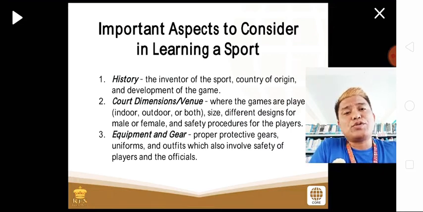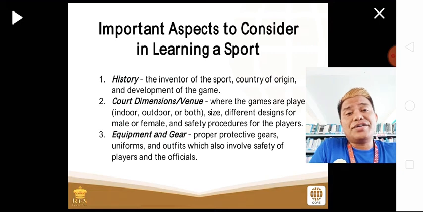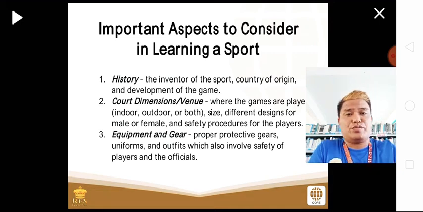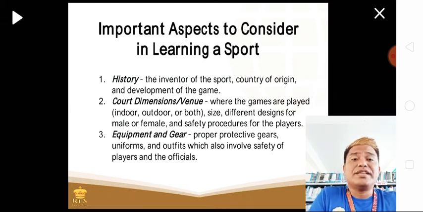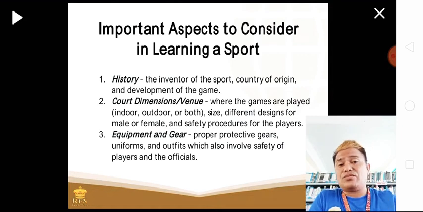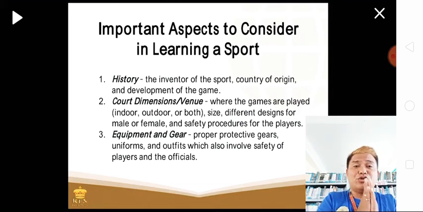History, the inventor of sports, country of origin and development of a game. Next, court dimension or the venue, where the games are played, indoor, outdoor, or both. Saan ninyo? Saan ba kayo maglalaro? Dapat alamin nyo yun.